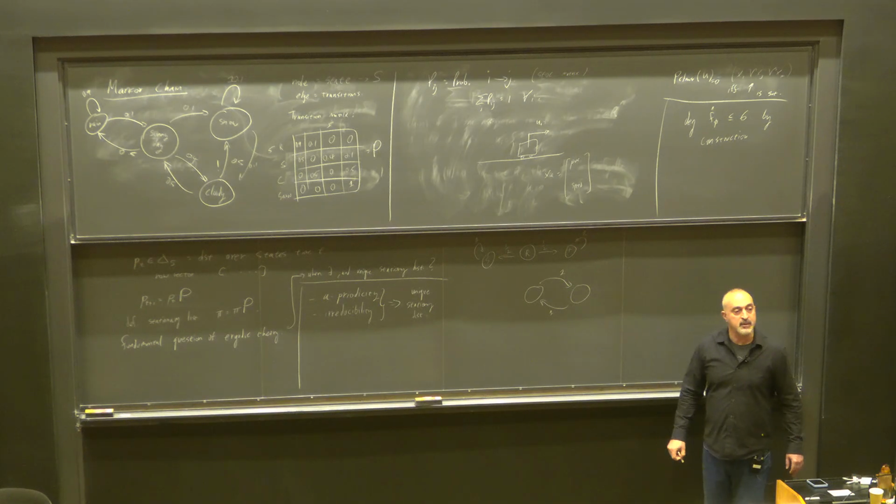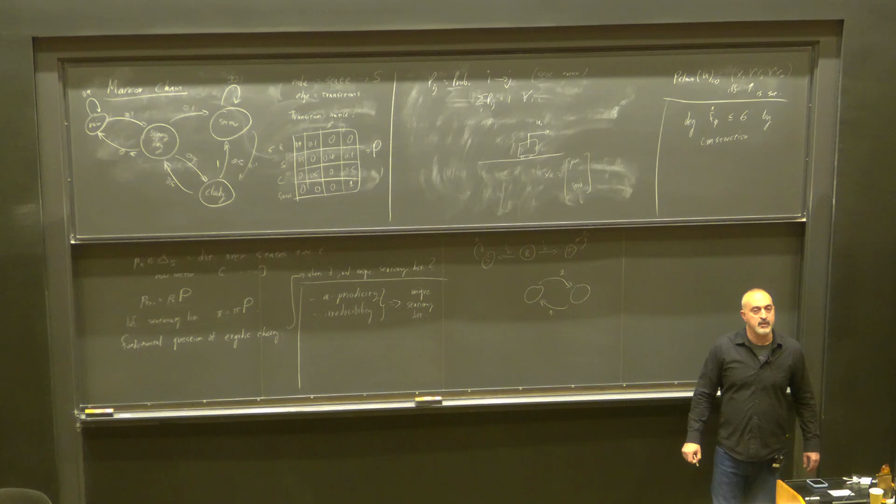0, 1, 1, 0. Like that still has one half as a left eigenvector. That's still right. It's just that it wouldn't converge to it. That's right.